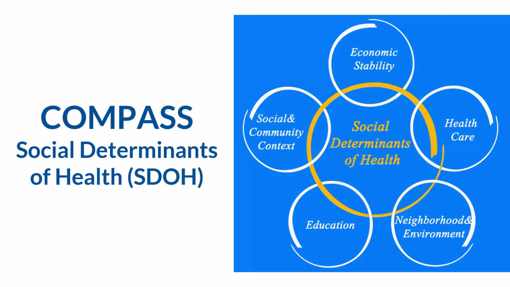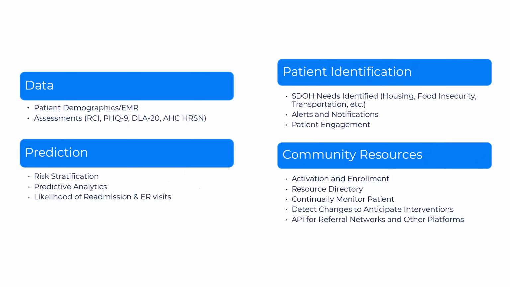So when we're looking at the social determinants of health module and solution we have, it starts with a couple different components. First there's the data aspect. A lot of times the core fundamental pieces you're looking at are patient demographic information, information out of an EMR. Additionally, you can combine that with claims data or other publicly available data. Then there's a variety of assessments: PREPARE, RCI, PHQ-9s, DLA-20s.